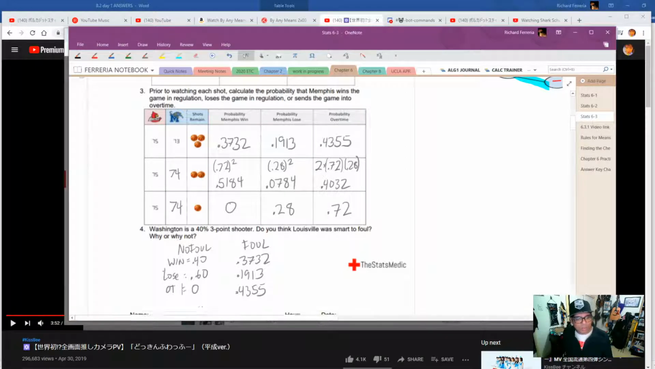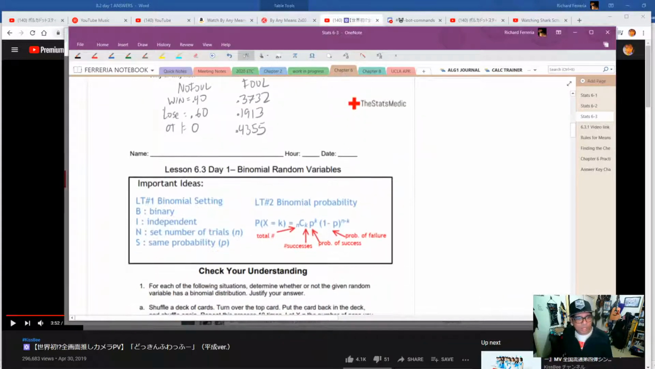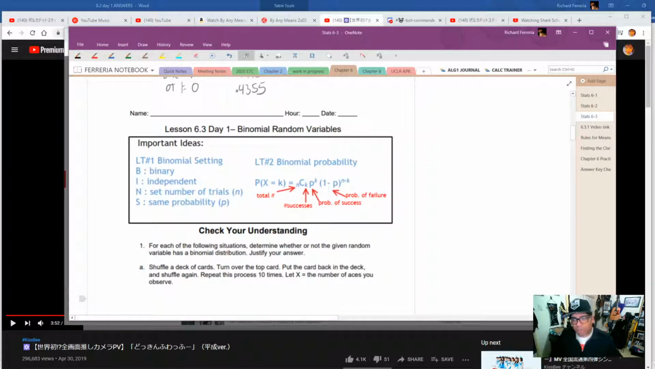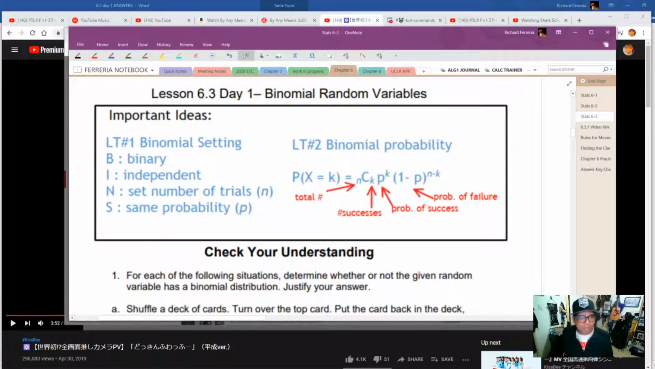Okay, so let's move on, finish here to our important ideas. And what we just did was something called a binomial experiment, or a binomial setting. Now, a binomial setting has 4 components to it, or there are 4 things to qualify an experiment into a binomial experiment. Number 1, the outcomes need to be binary. That means that there's only 2 outcomes that could happen, either win or lose, make or miss.